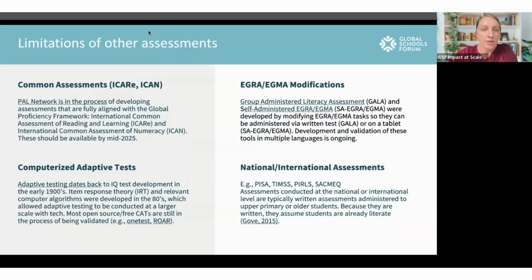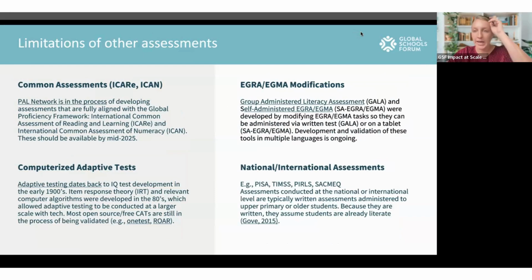There are several other assessment frameworks or types of assessments that are sometimes used to measure foundational literacy and numeracy, but they have some limitations, and that's why we're not going to discuss them today. But I've got links here if it's something that you want to read more about and see if it could be useful for you. Usman at the offsite talked about PAL Network's work in creating common assessments that are fully aligned with the Global Proficiency Framework.